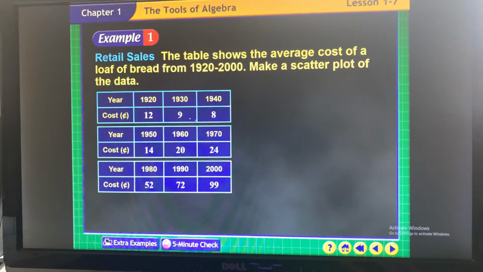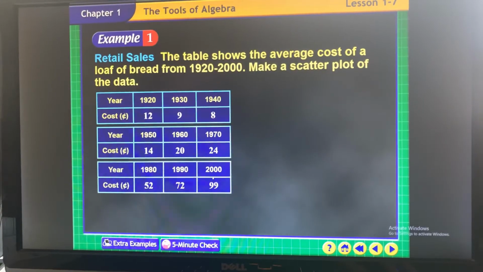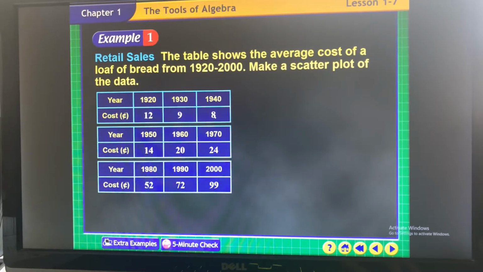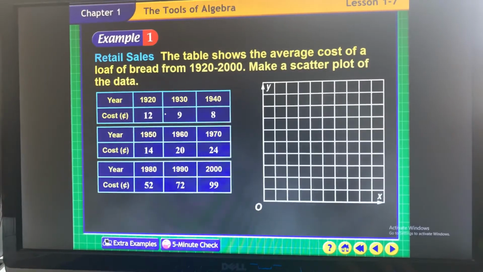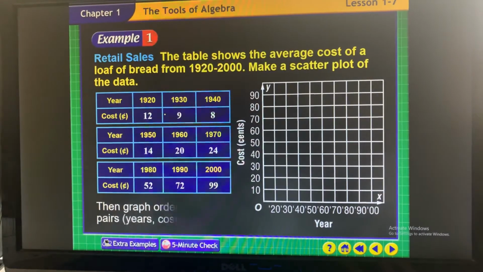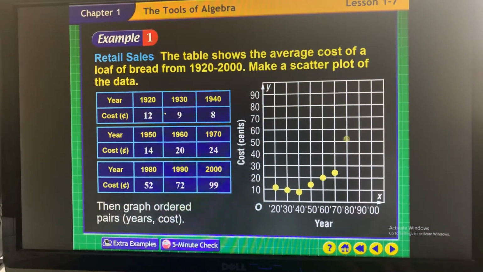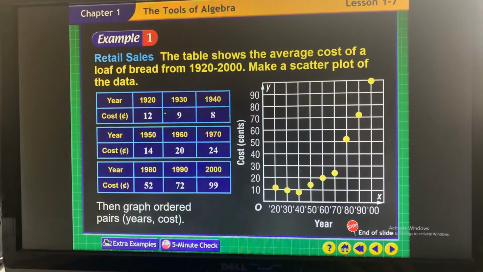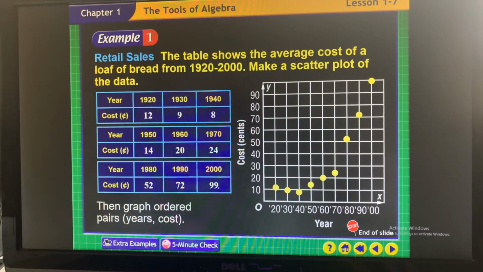So if you look over the years, what could you say about the cost of bread? Right, it's going up. Now, yeah, we had a little drop here, but you could generally say as time progresses, the cost of bread increases. Generally, keyword generally. It's not a linear relationship, so when you graph this, you'll notice that your points don't consistently go up in a consistent nice line. This is what makes this a scatter plot, because the points are scattered.